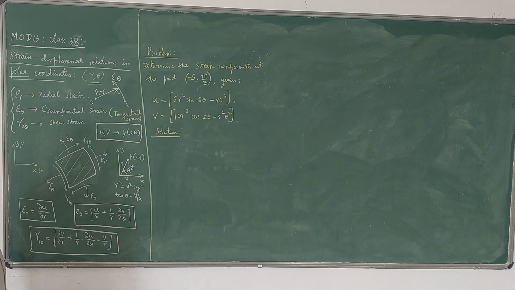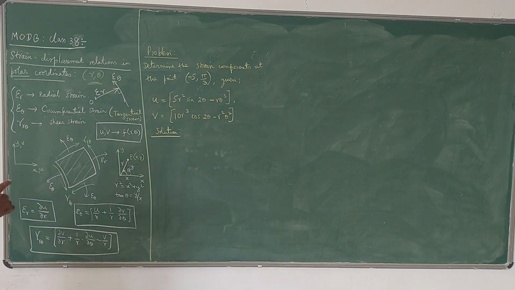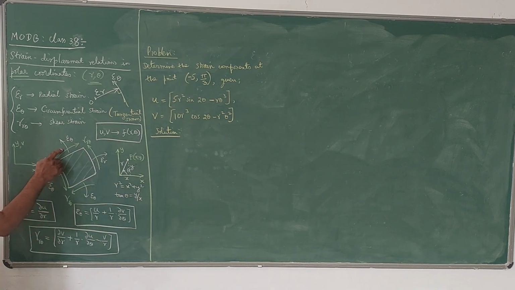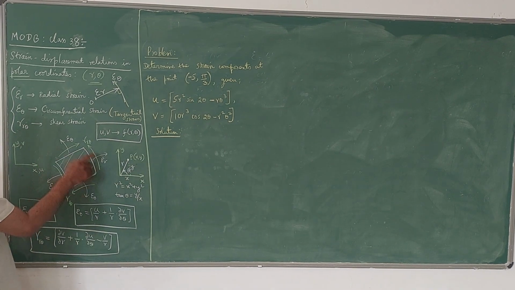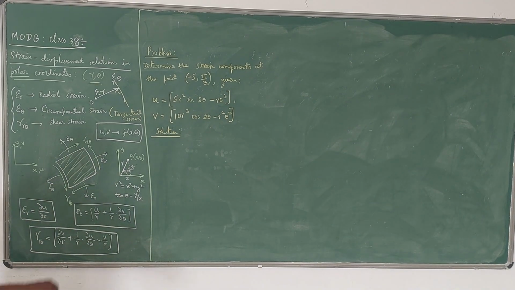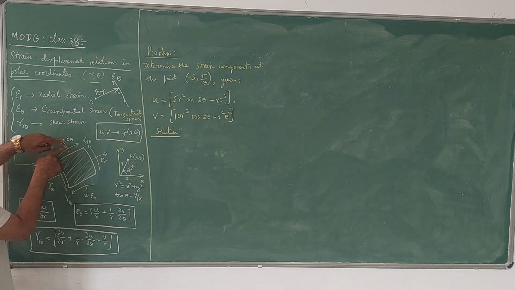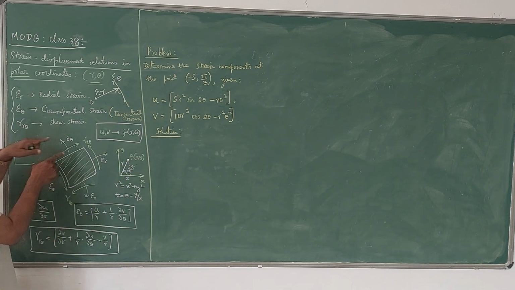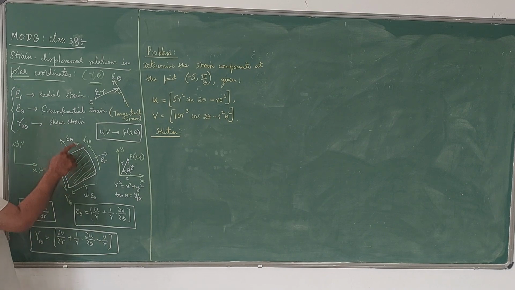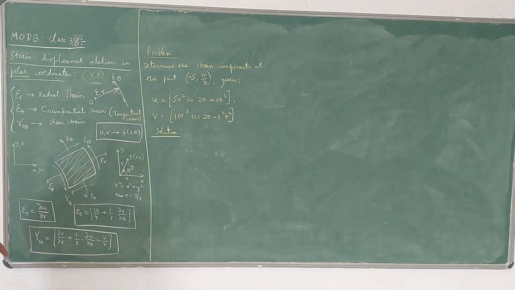And the third one is the shear strain, which acts in the plane. So this is how we can represent epsilon r, epsilon theta and gamma r theta in a planar element. This is the element you can have in polar coordinates. Epsilon r will be acting along the radial direction, epsilon theta will be acting along the tangential or circumferential direction, and gamma r theta is the shear strain which acts in the r theta plane.